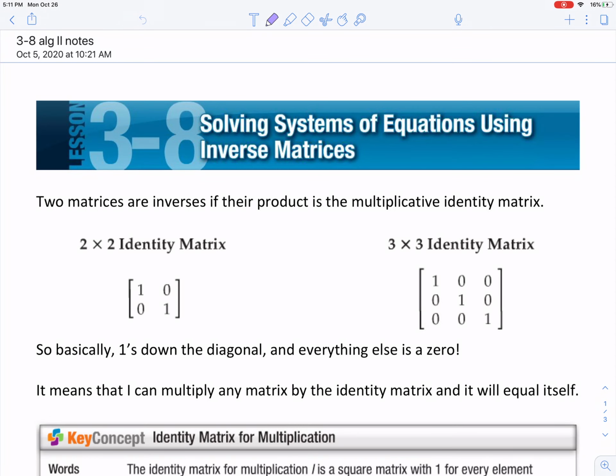I'm going to apologize in advance. I'm afraid 3/8 is going to be a slightly longer video. We are going to do it in 2 parts. But here we go. So today we're going to be using inverse matrices.